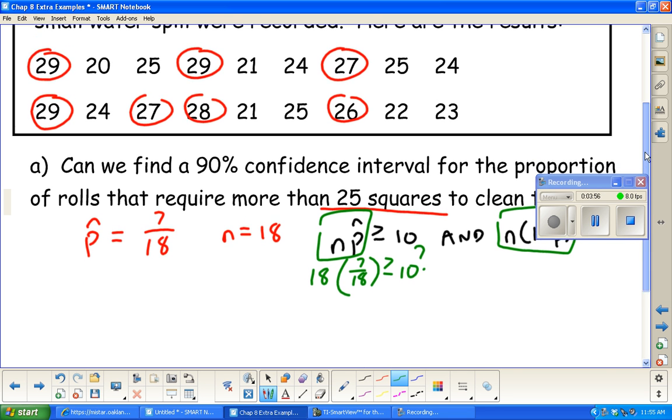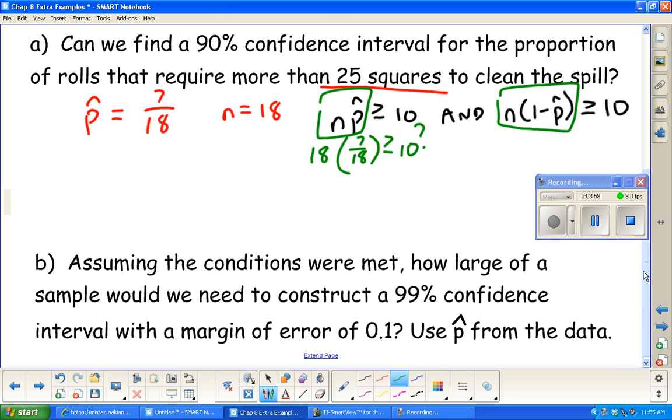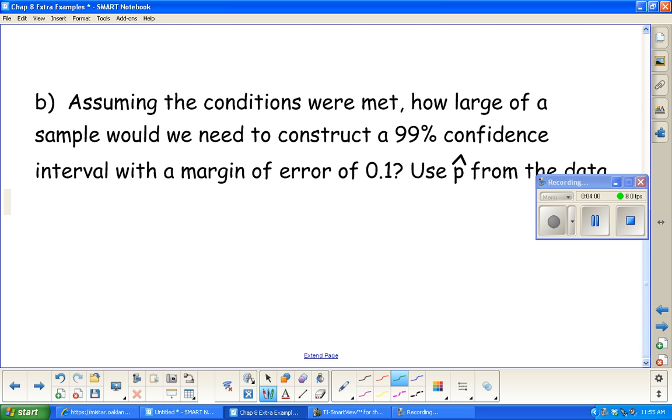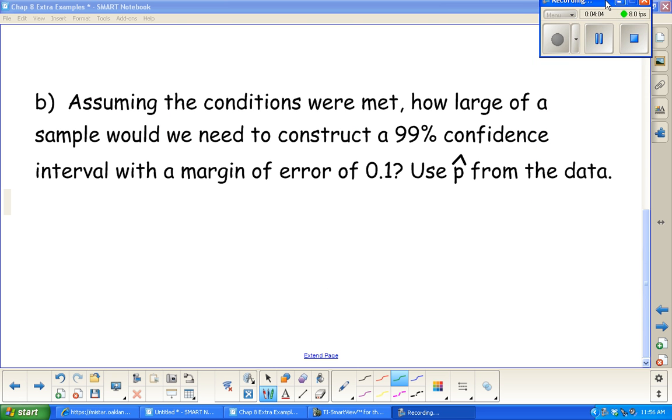Let's go ahead then, though, in part B. It's kind of a continuation here. Let me move this up a little bit. Let's say, assuming those conditions were met, how large of a sample would we need? Okay, so we're looking for n.